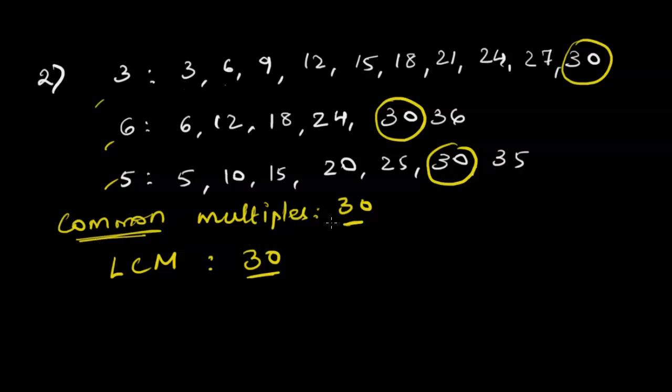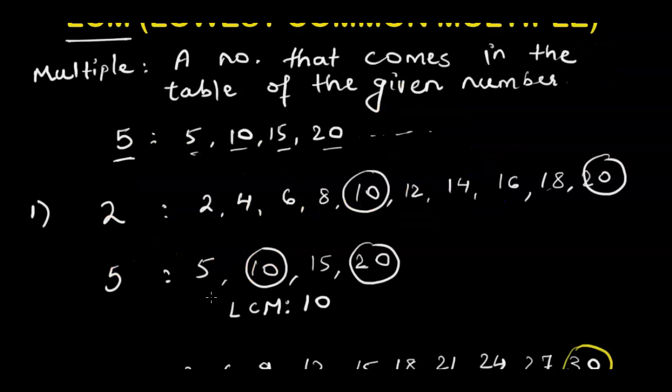If we want to write down more common multiples for 3, 6, and 5, then we have to write down the table of the common multiple 30. For example, the next common multiple that we would see among 3, 6, 5 would be 60. The next common multiple we would see among them is 90. And that's the same thing we see here.